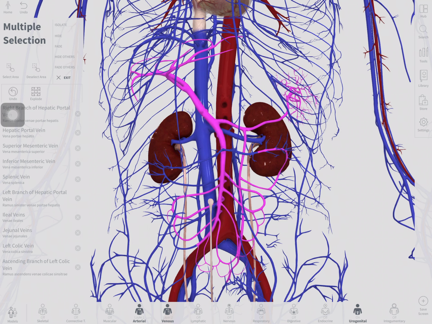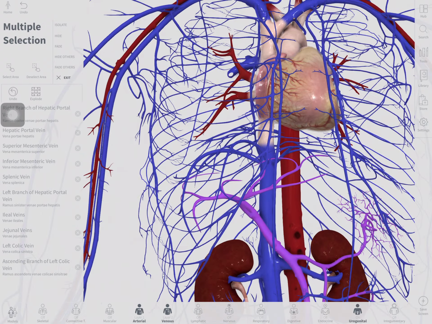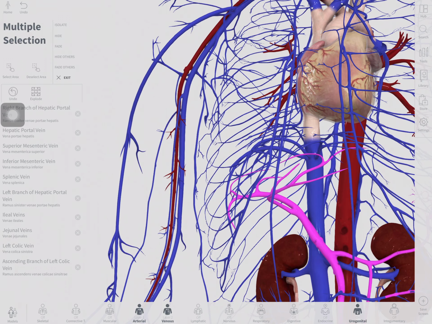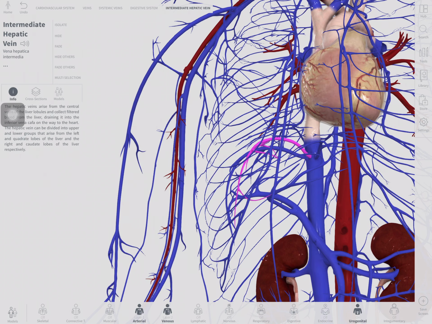Portal hypertension is a condition due to liver cirrhosis, but we don't want to go into pathology. Just know that this is the portal vein, and these are the blood vessels entering the liver, and the hepatic vein.